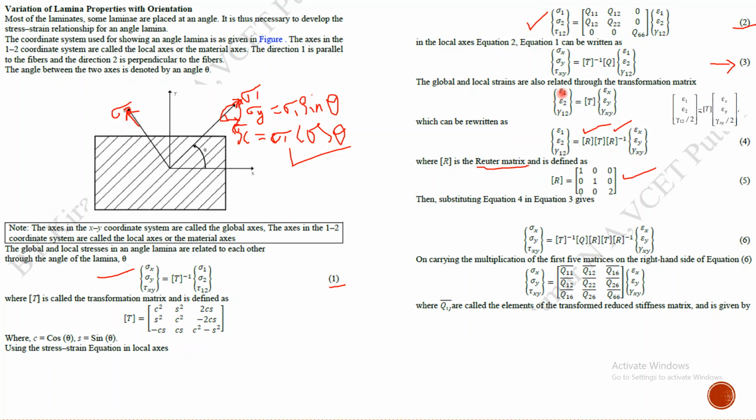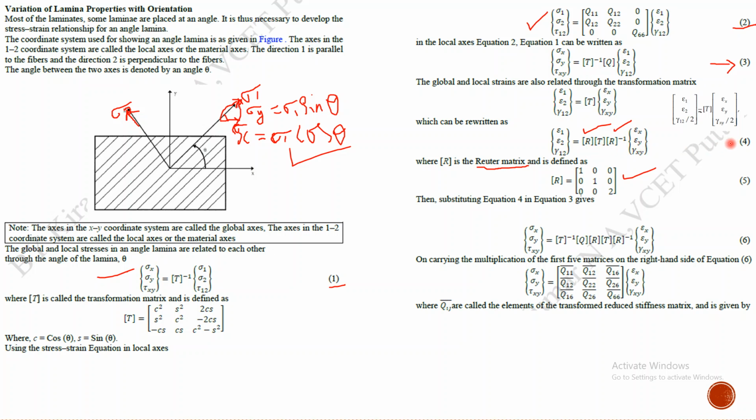So I have chosen epsilon 1, epsilon 2, gamma 1 2 because in equation number 3 I want to replace this. Okay, so if you want to replace that, then I should calculate those factors. So I just calculated that. Let us call this equation number 4.